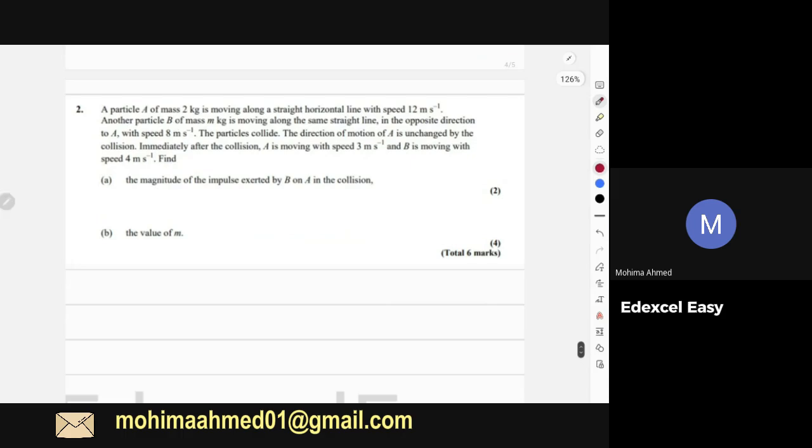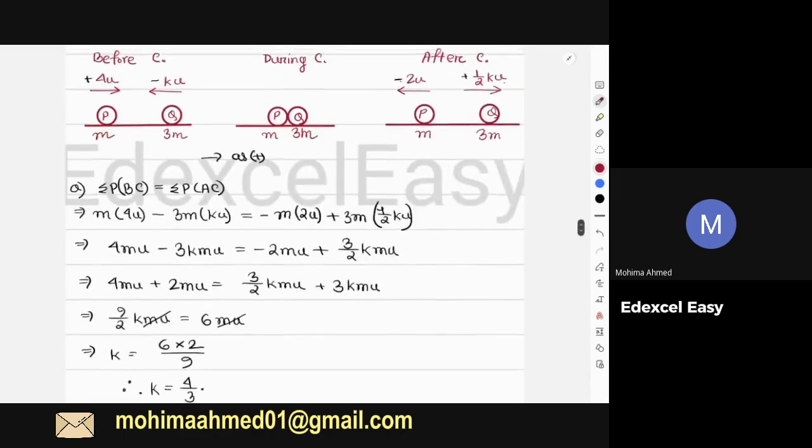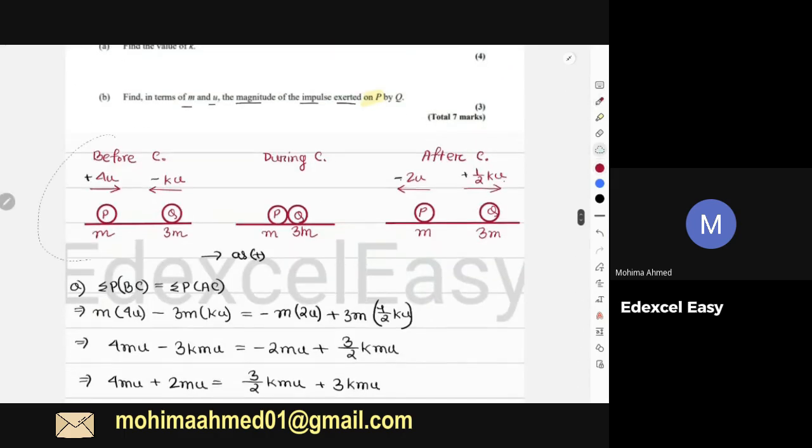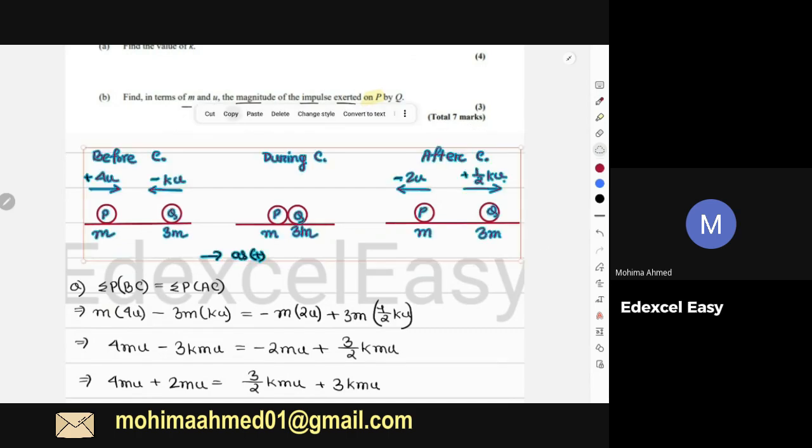In question 2, it says that a particle A of mass 2 kg is moving along a straight horizontal line with speed 12, and the particle B of mass m kg is moving along the same straight line in the opposite direction with a speed a. The particles collide. The direction of motion of A is unchanged by the collision. Immediately after the collision, A is moving with 3 and B is moving with 4. But it doesn't say what happened to B, right? It says that A doesn't change its direction, but we do not know exactly what happened to particle B after the collision. So I'm going to assume that A and B are both moving in the same direction after the collision. That could also be one of the situations.